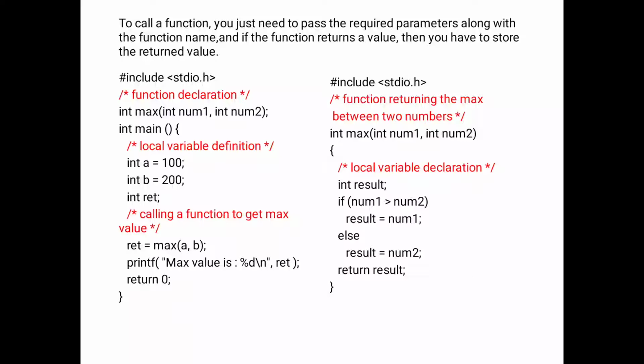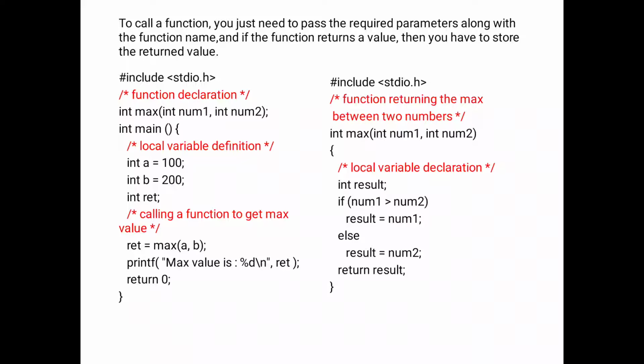What's the value of a? It's 100. What's the value of b? It's 200. Among these two, you should know b is the maximum, and that will be stored in ret. So this is one of the methods, calling a function to get a maximum value, with the function returning the max between the two numbers.